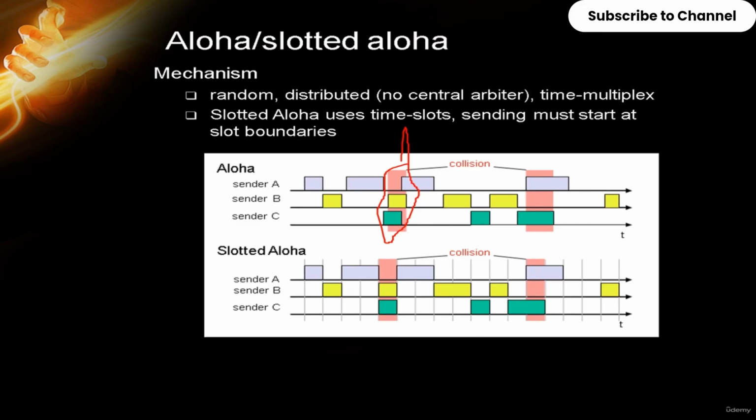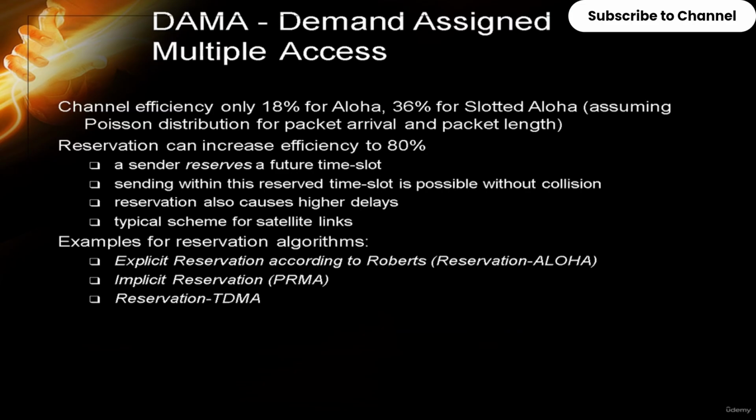In slotted Aloha also, sender A starts sending the message, sender B sends the message, sender C sends the message, and in a particular place, collision occurs in Aloha and slotted Aloha. So in the DAMA multiple access scheme, that is, demand assigned multiple access scheme, the channel efficiency needs to be increased.